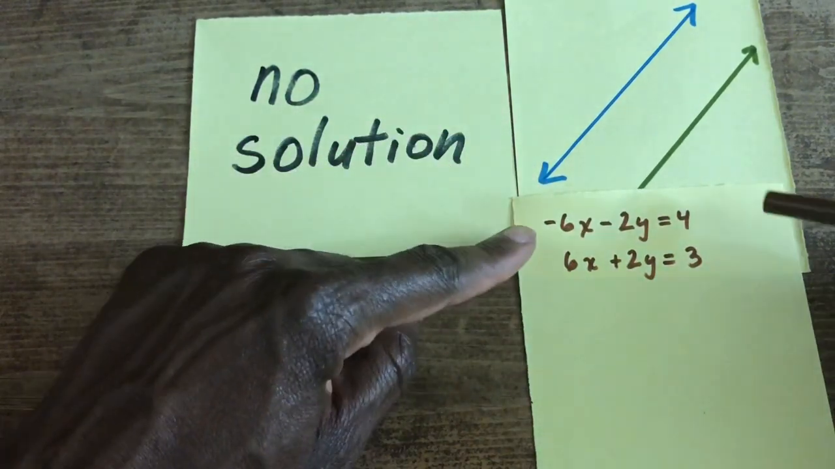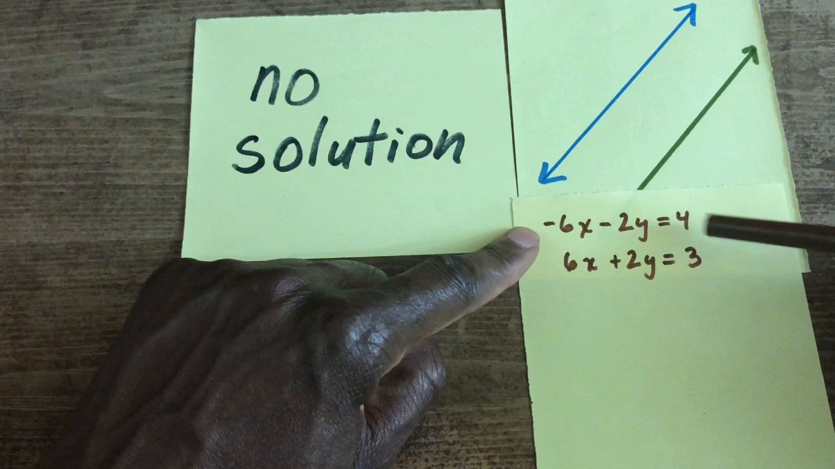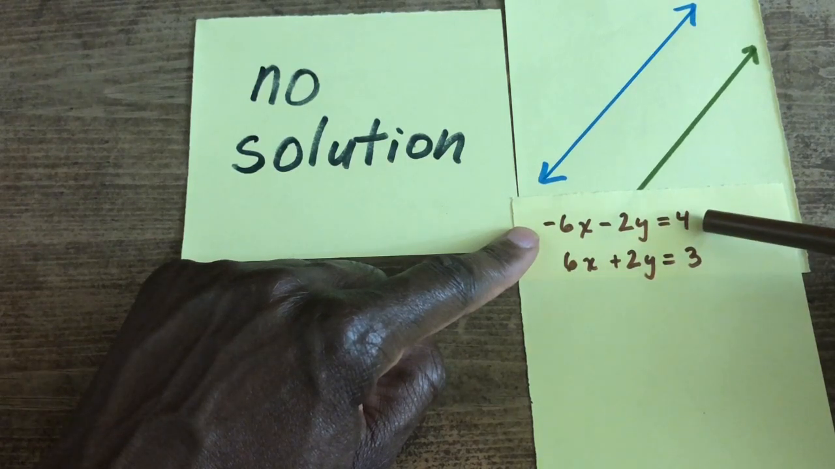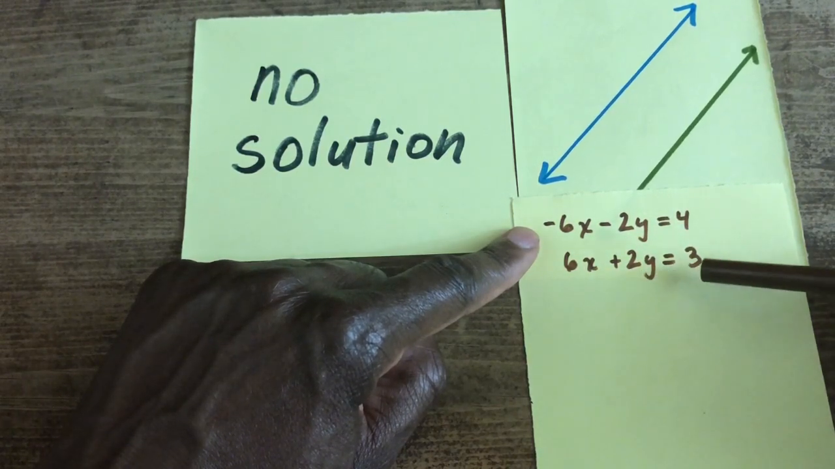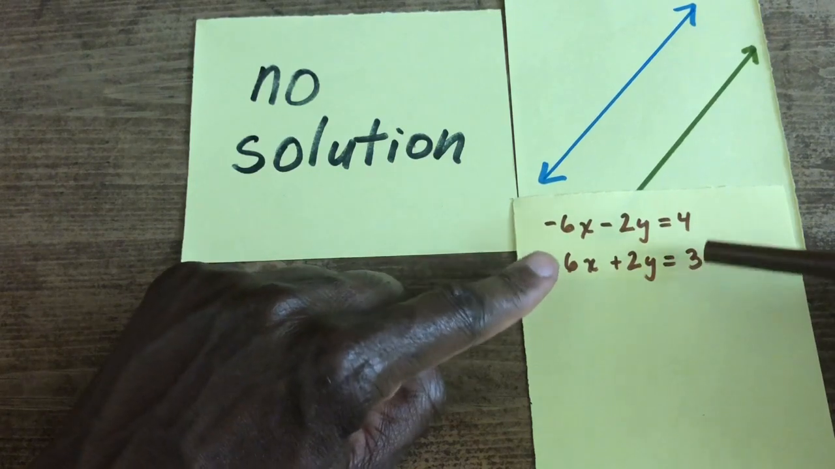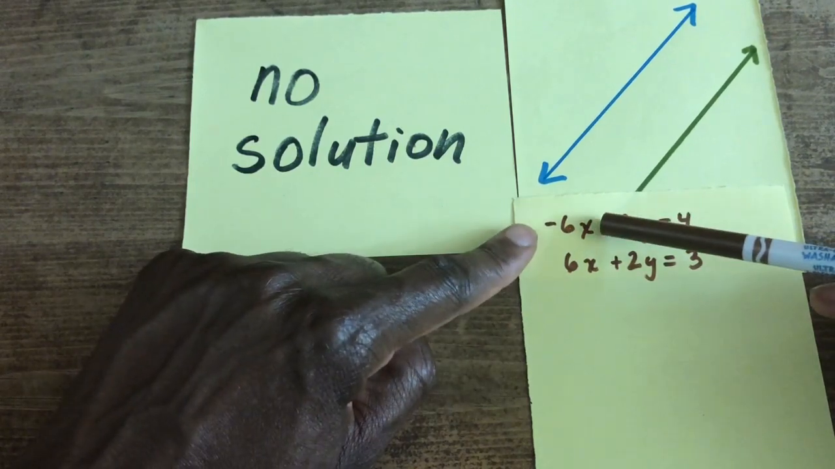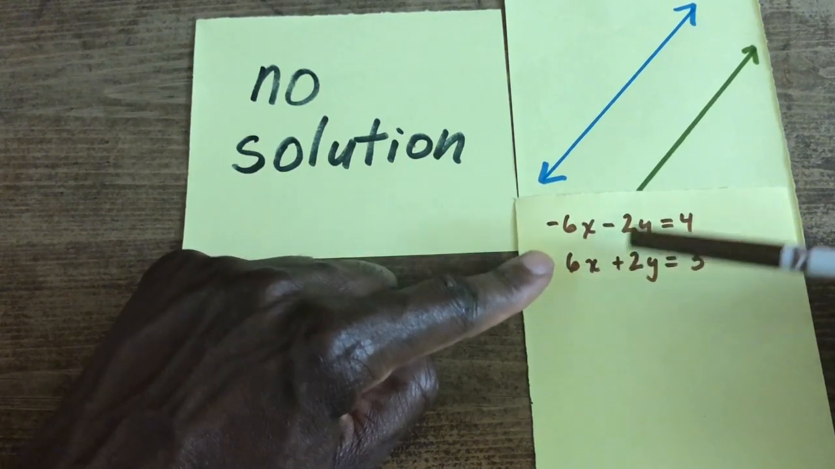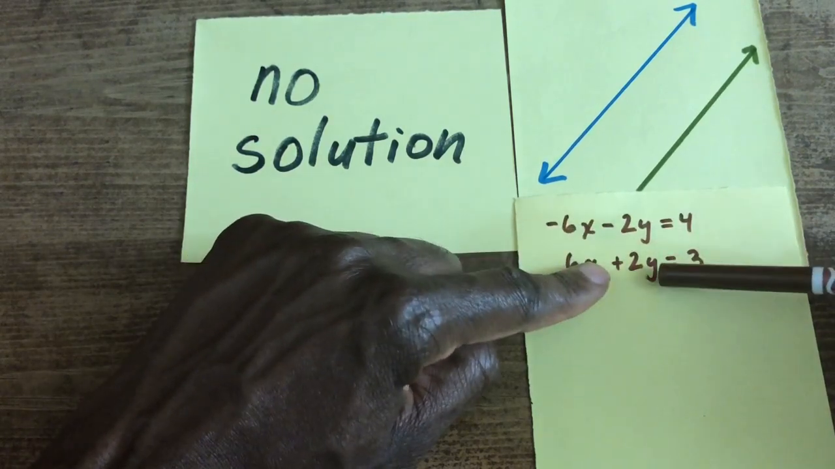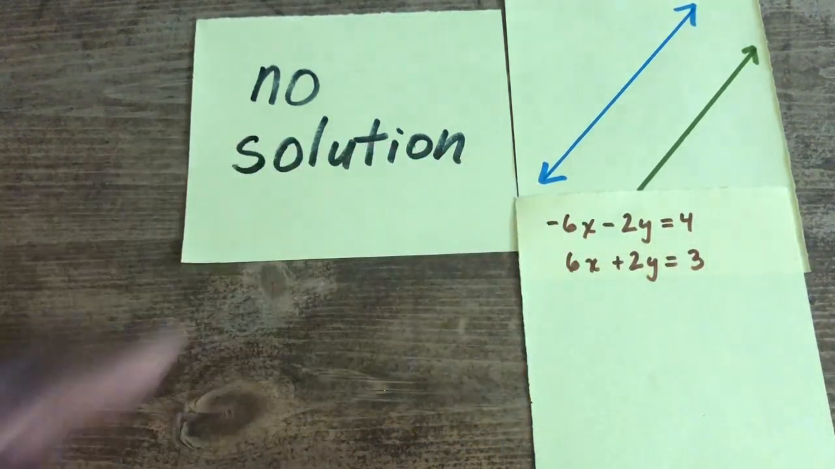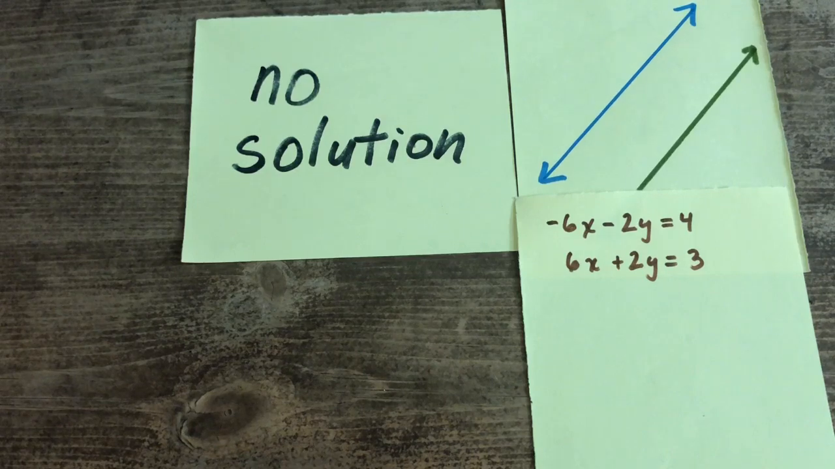Algebraically, I have these two equations here. Negative 6x minus 2y is equal to 4, and 6x plus 2y is equal to 3. Now take a look at this before we add them. I have a negative 6x and a positive 6x. I have a negative 2y and a positive 2y. Those will be eliminated if we do the elimination method when we add the equations.